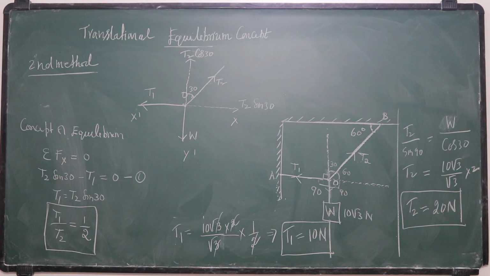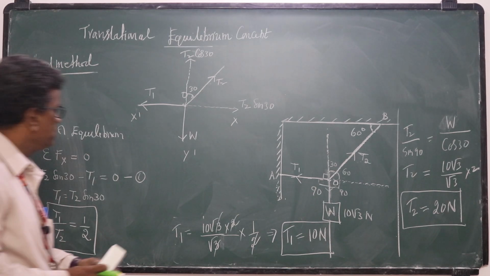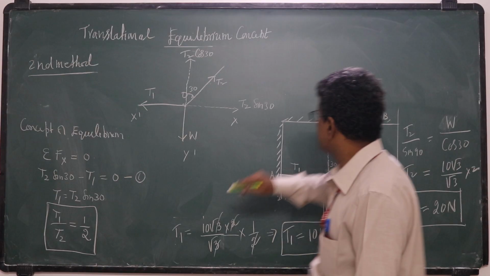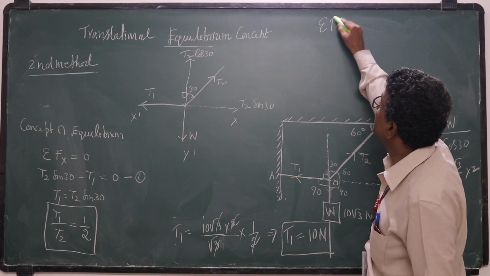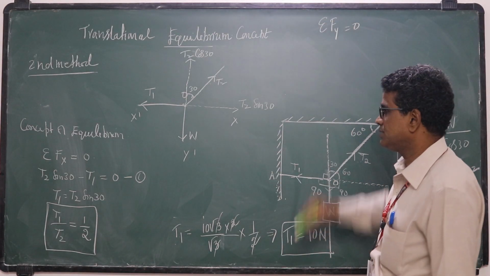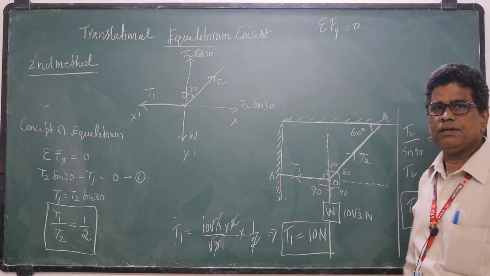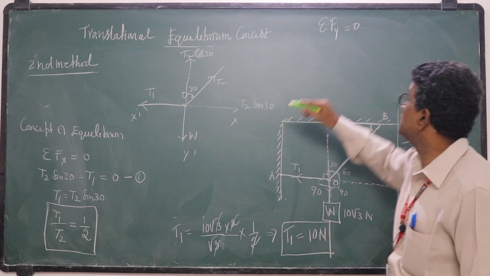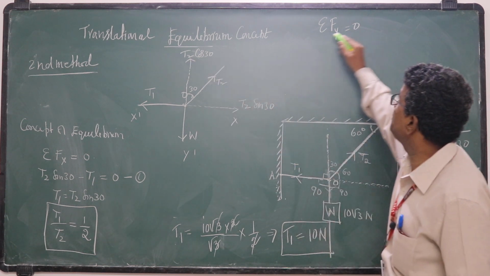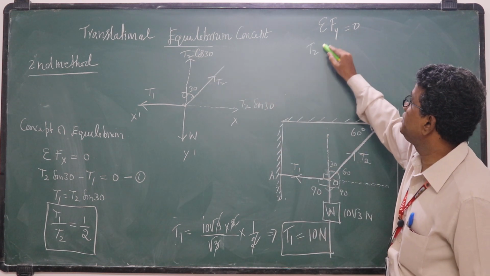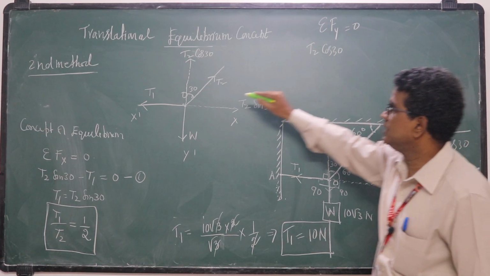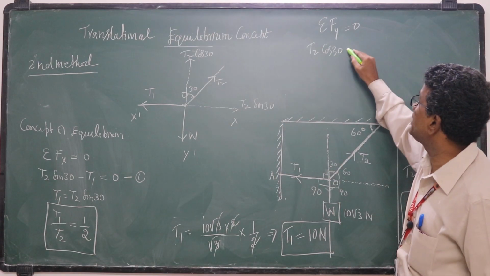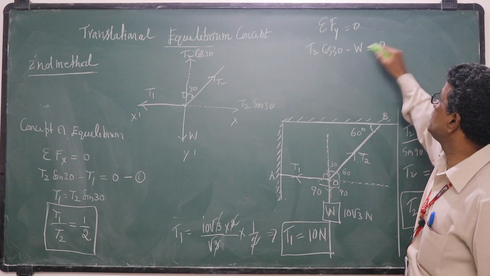But we want absolute values of T1 and T2. So I need another equation. This is the first one. Second one, I am equating y components. All y components should be 0. Okay? Summation of y components should be 0. So what is the y component? T2 cos 30 is the positive y component. Negative y component is W. So minus W is equal to 0.